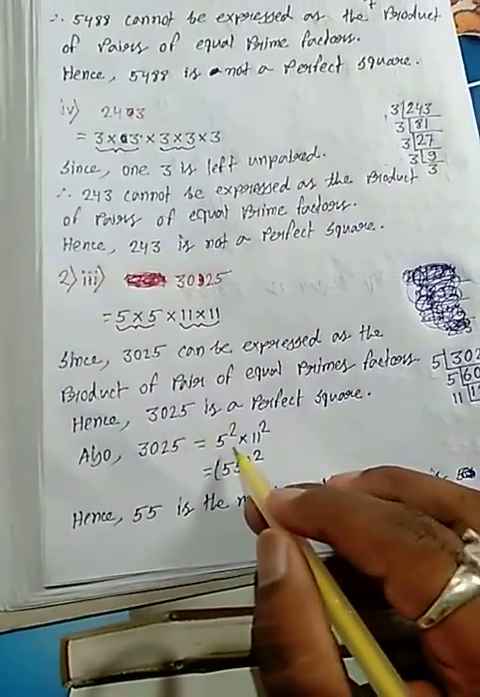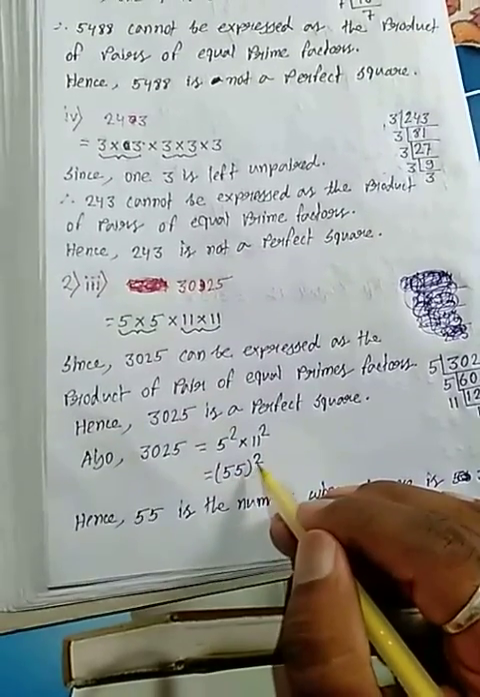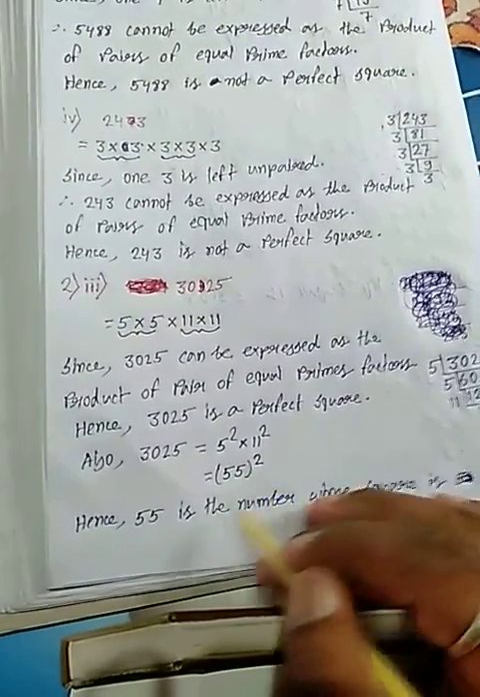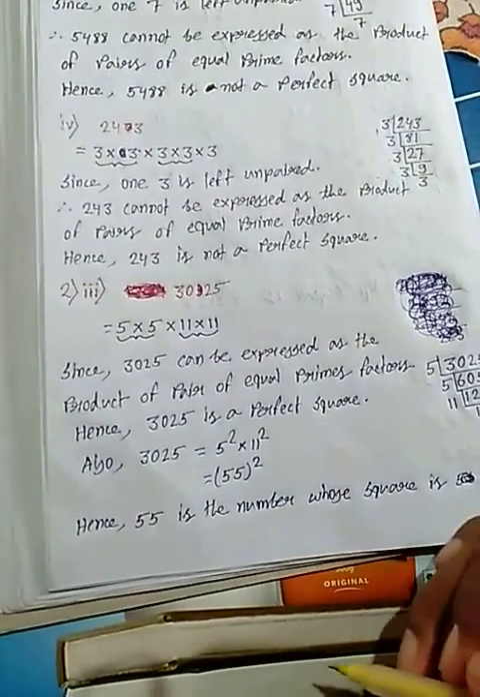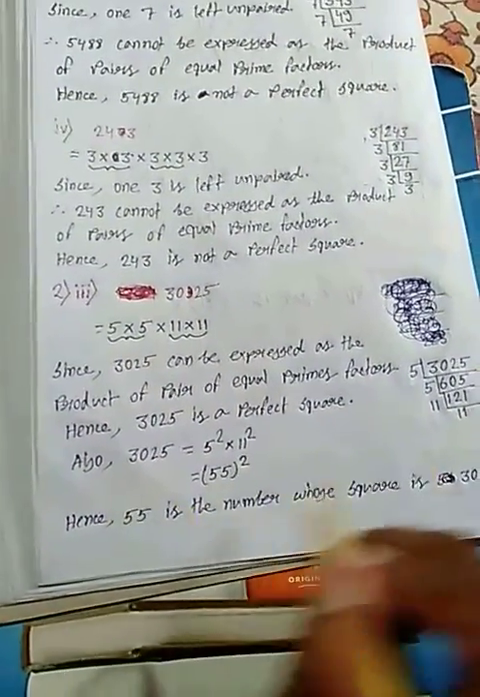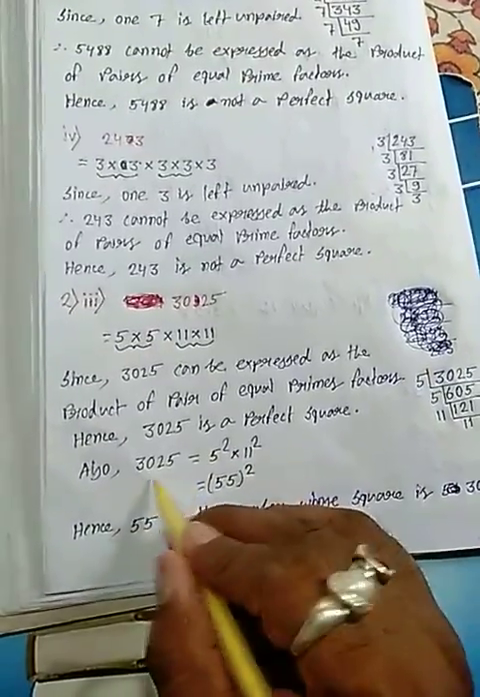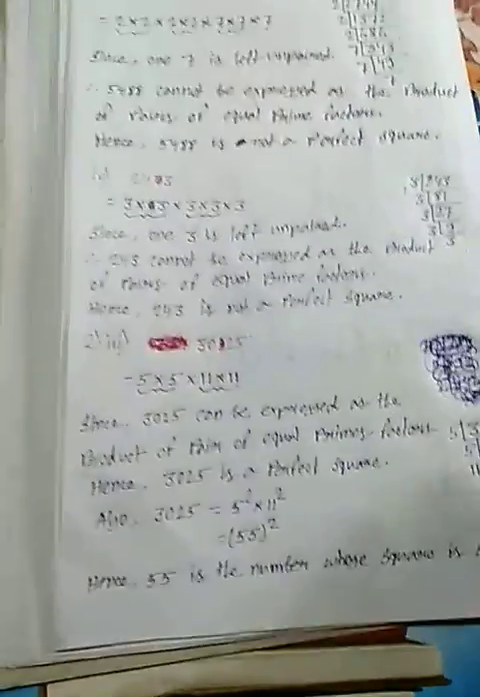And this one you can write this way: 5 square into 11 square. That means 55 square. Clear? That means 55 is the perfect square. That means this is a perfect square number. And if you do the square of 55, you will get this number. Understood? Thank you.